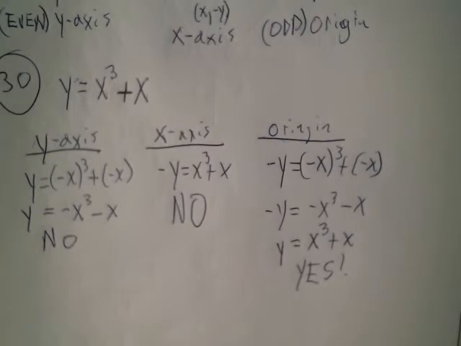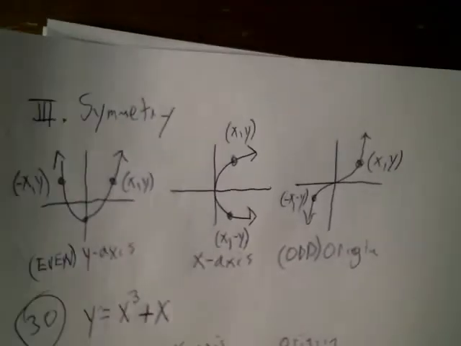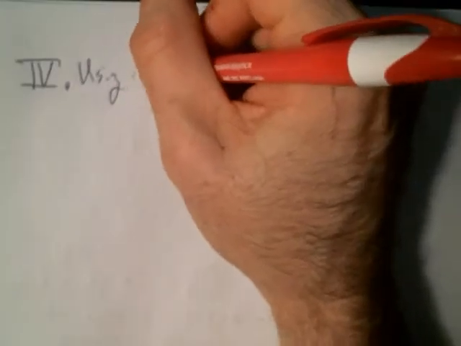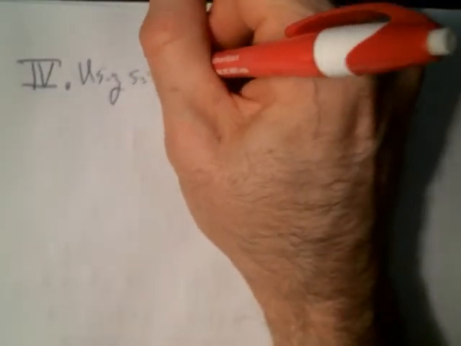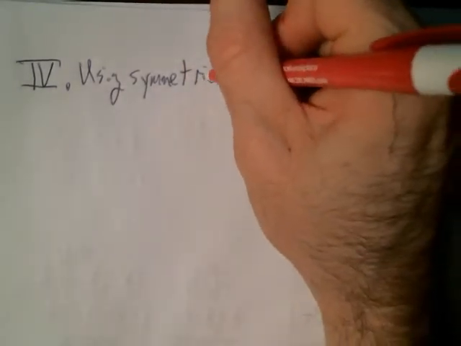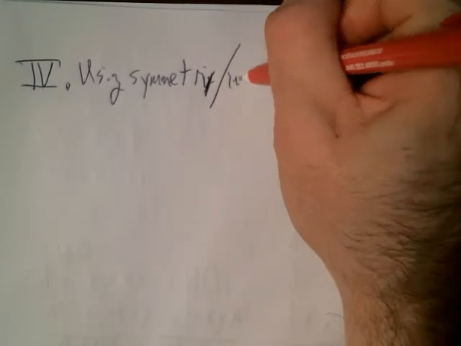Let's look at using symmetry and then intercepts to graph functions. We will be spending a bit of time just graphing functions and looking for their particular important points, their maxes, their mins, and that sort of stuff. So usually one step we'll want is using symmetry and your intercepts to make graphs.